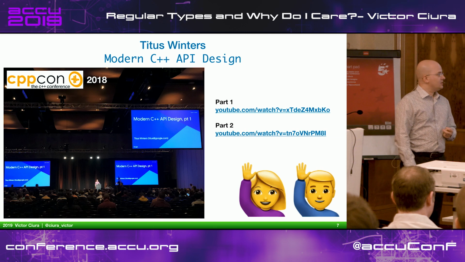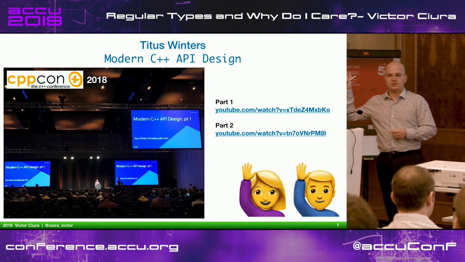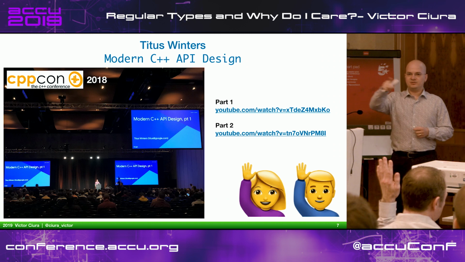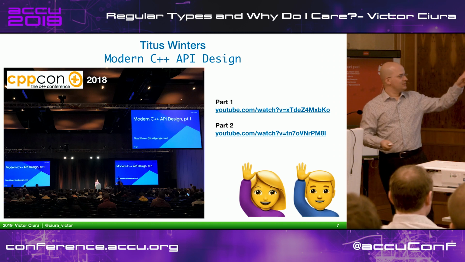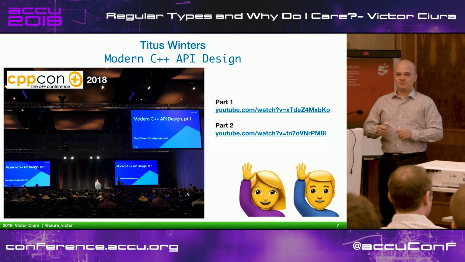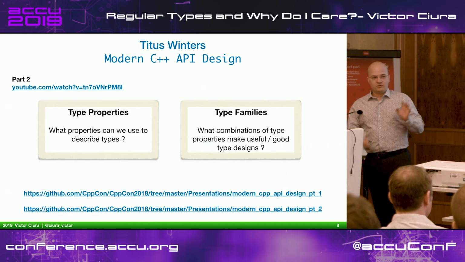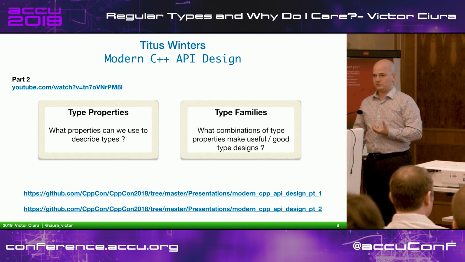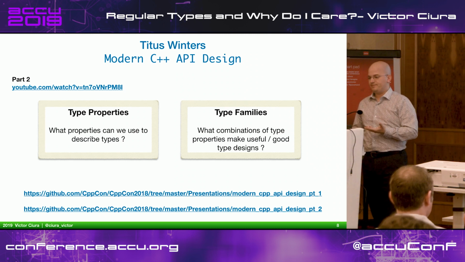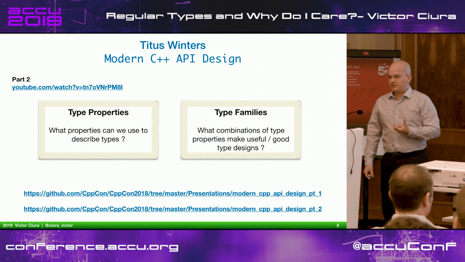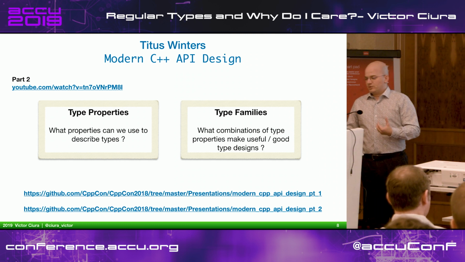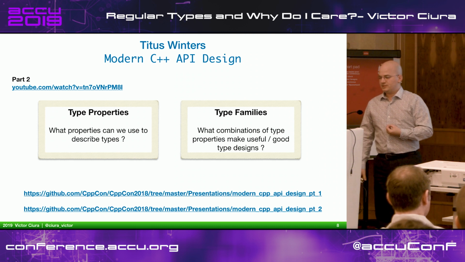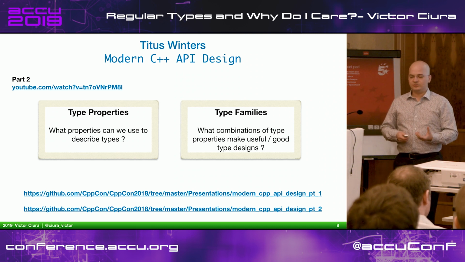But first of all, who has seen this talk by Titus Winters at CppCon? It's a two-part talk, so I see a few hands. Too few. Do follow the YouTube links and watch them. I'm going to focus on part 2, which I think is very relevant to what we're going to talk about today, about type properties and what properties can describe types and what combinations of properties are useful and good in type design.